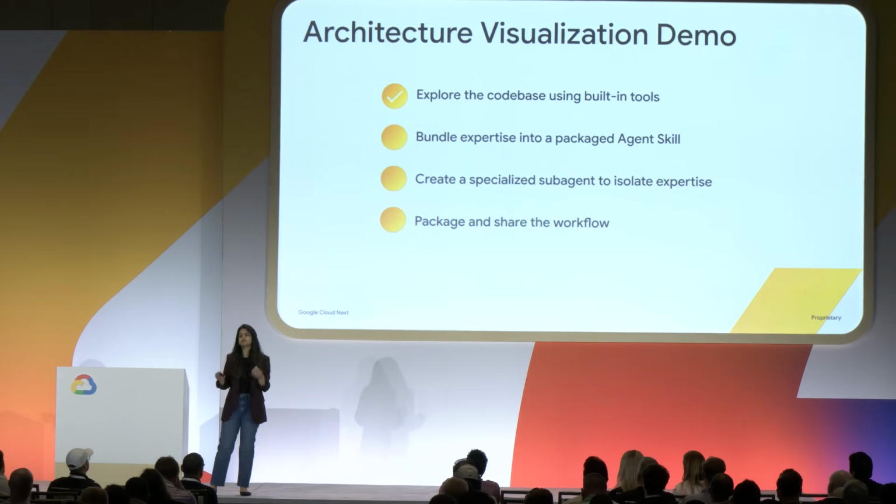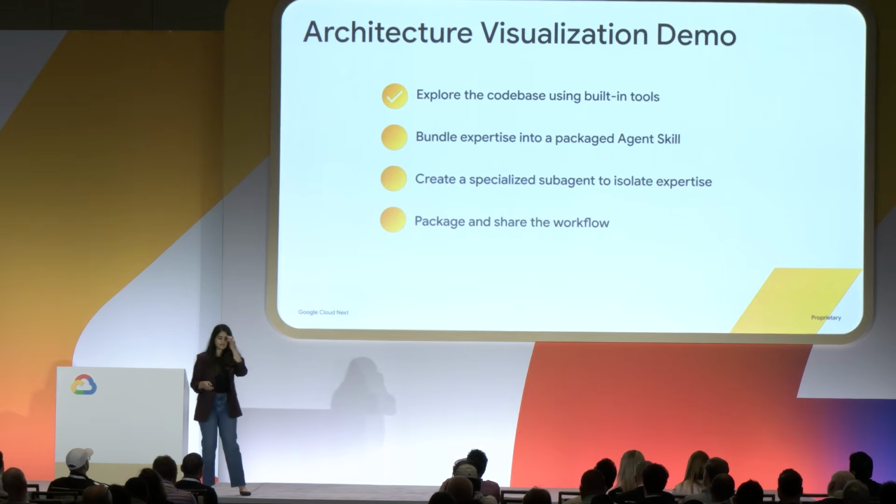But wouldn't it be better if John can specify all these instructions one time, and then Gemini CLI can do it anytime he wants for different pieces of the code base? So this is where we get to step 2 of the demo, which is bundling expertise into a packaged agent skill. Now let's understand what it is and how it works.